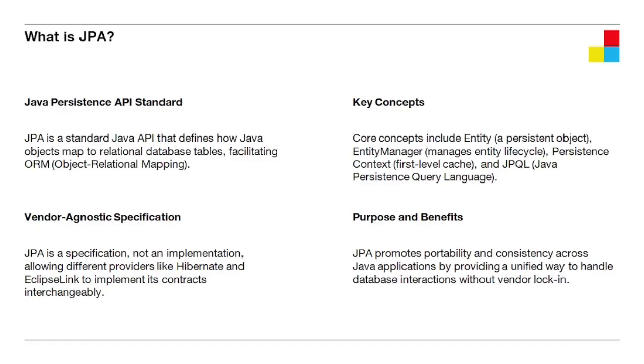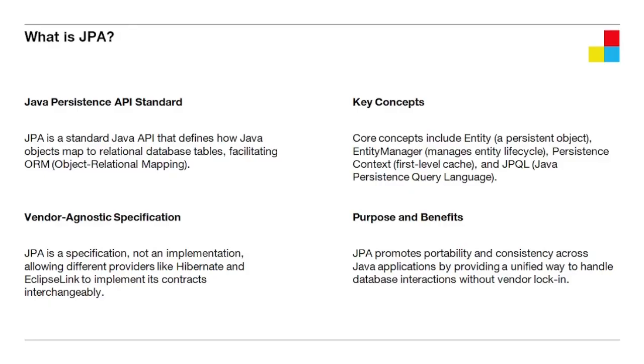Okay. So JPA is a standard Java API that defines how Java objects map to the relational database tables, facilitating the ORM, object relational mapping. Okay, and always you have to remember JPA is like a spec. And people have a misconception, like they think that JPA is like an implementation. JPA is a spec, like how we have JDBC as a spec, and different vendors like Oracle, MySQL, H2 have implemented it. And remember, JPA is a spec, and there are different vendors, for example Hibernate, EclipseLink, etc.